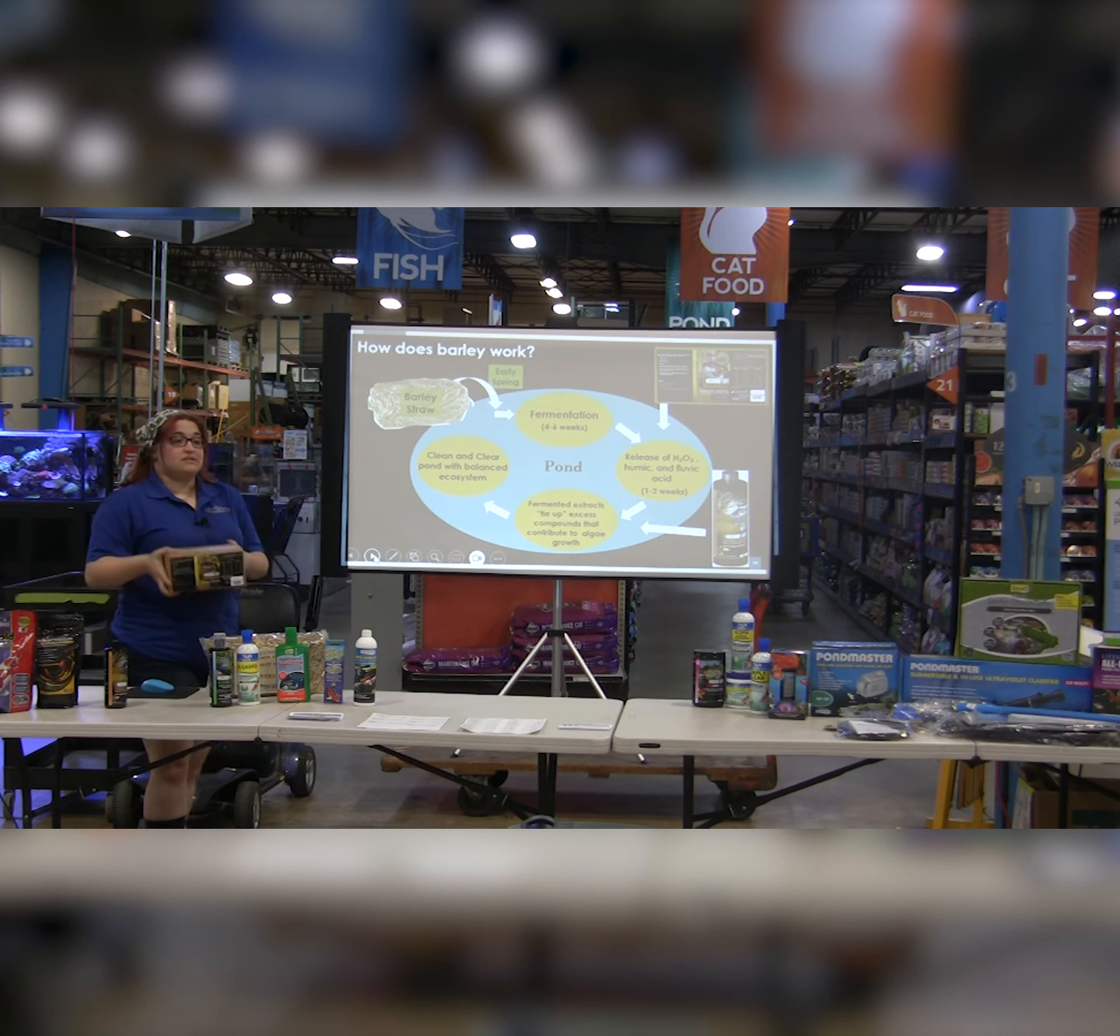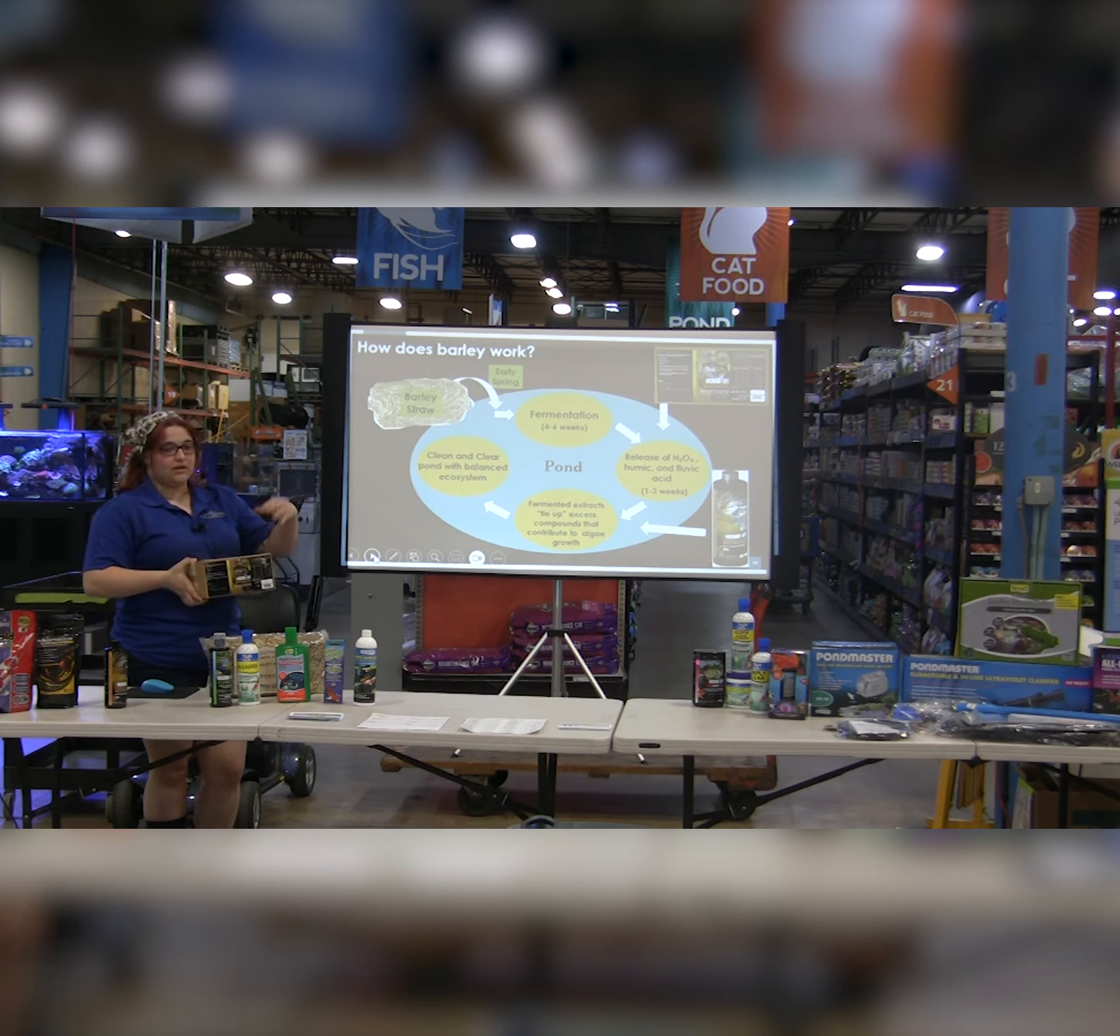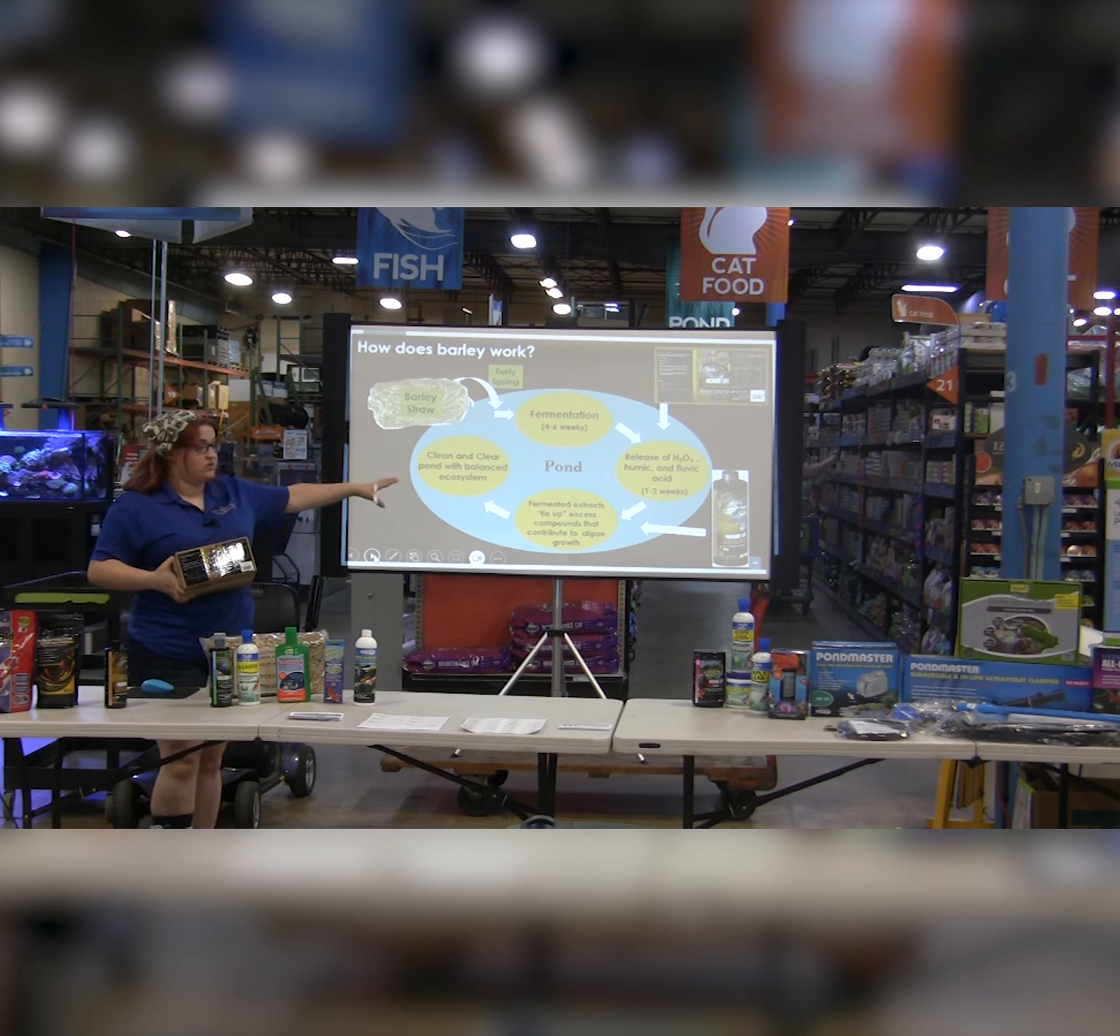The benefit of this is it's mostly broken down. The fermentation progress on these is done. The 4 to 6 week waiting period, you don't have to worry about this anymore. These are going to go right in your pond, and they're going to start to break down, but you still have that 1 to 2 week period before they actually start releasing everything that you're looking for.